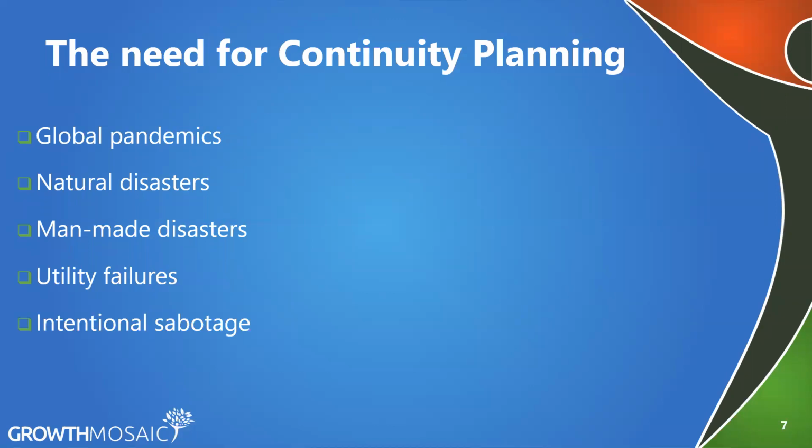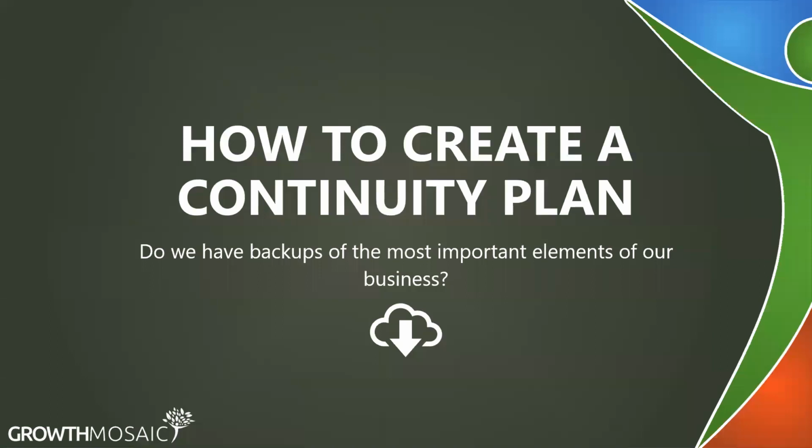Utility failures, intentional sabotage. So this is an employee, it wasn't just by mistake, but it was intentional. Utility failures, we can all relate. So lots of African countries may have issues with electricity, electrical connection. And again, we have cyber security attacks. So how to create a continuity plan?